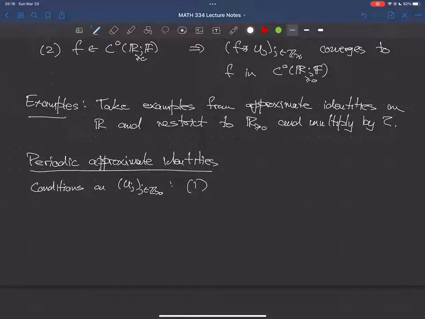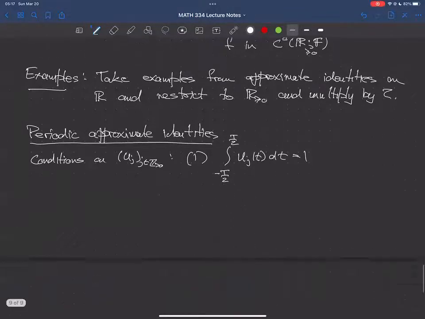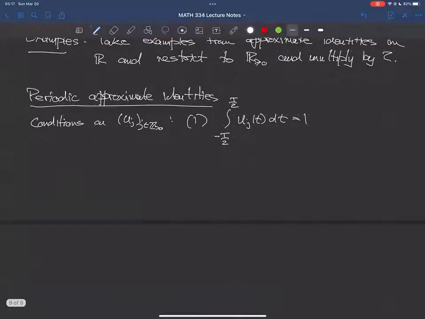So first is that the integral over a period, and you can make the period whatever you want. Maybe the most natural thing to think about is the symmetric period about 0, rather than, say, the period from 0 to T. But for the purposes of the condition, it doesn't matter. The integral over a period should be 1. You still have this condition of uniform boundedness of the L1 norms.